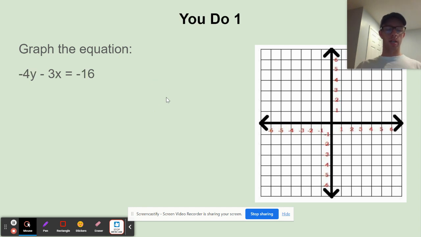All right, negative 4y minus 3x equals negative 16. This is the you do. That means you pause it, try it on your own, and then come back.